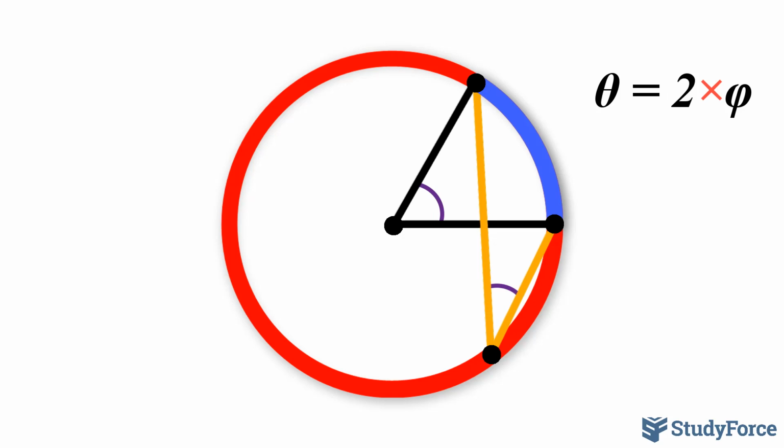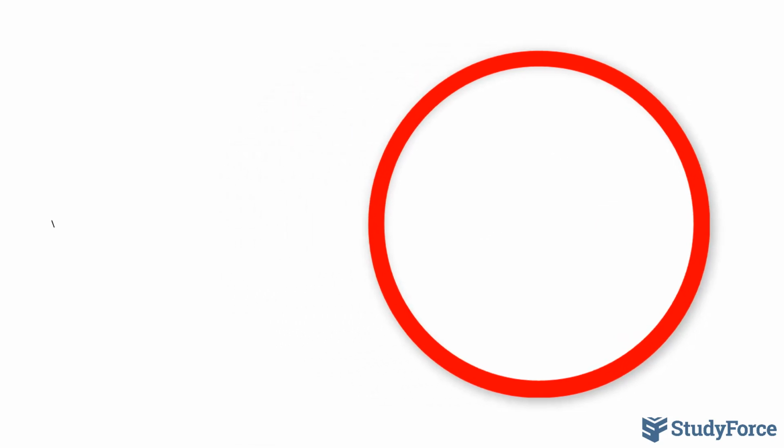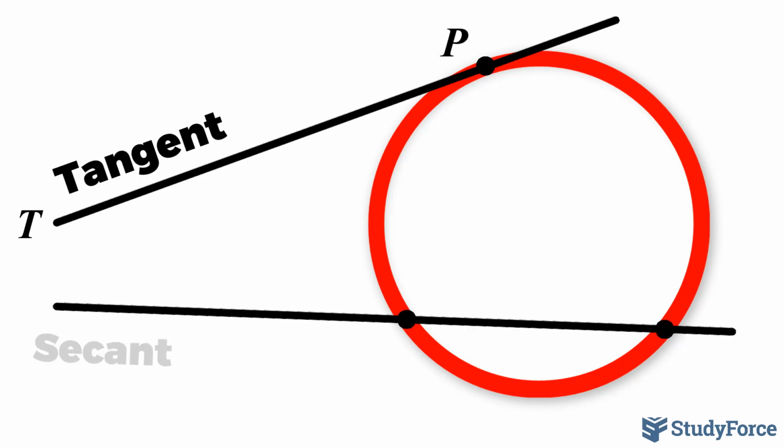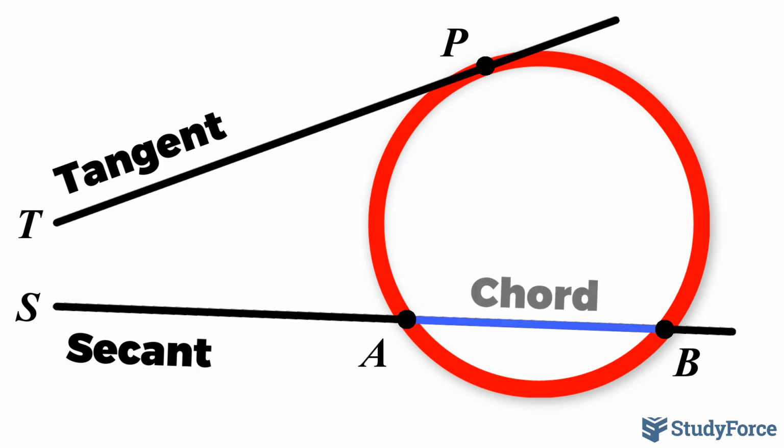Let's now add some straight lines touching our circle. A tangent to a circle is a line that touches the circle in just one point. Here, the tangent t touches the circle at point P. A secant to a circle is a line that intersects the circle at 2 points. The secant line S cuts the circle at 2 points A and B. A chord is that portion of a secant joining 2 points on the circle. Line segment AB is a chord. A segment of a circle is that portion cut off by a chord.